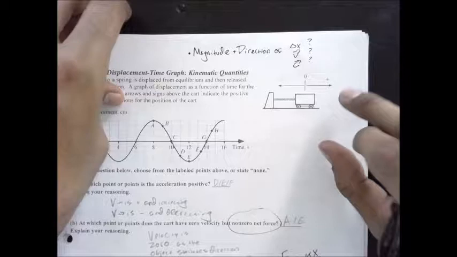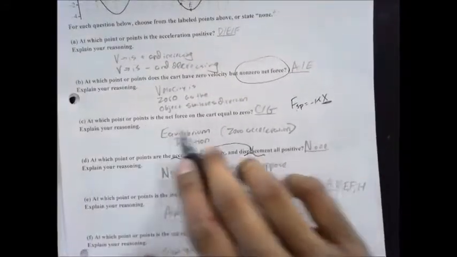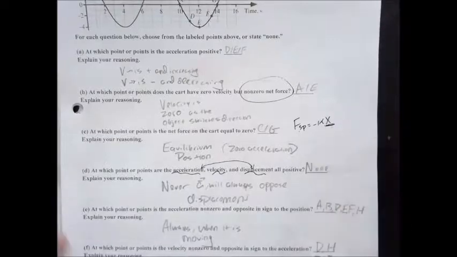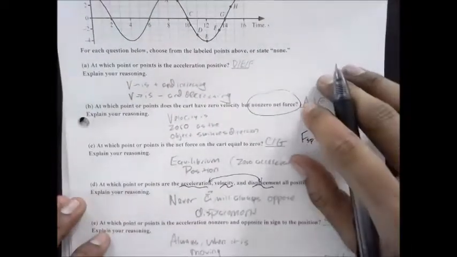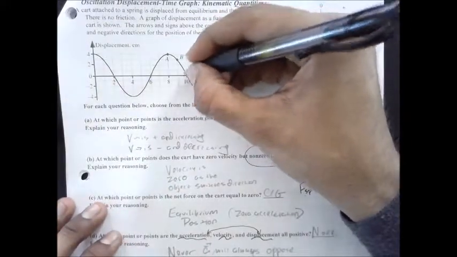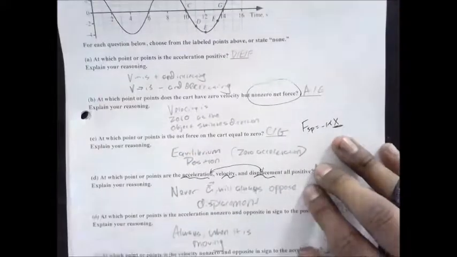Now, at which point or points is the net force on the car equal to zero? FSP is equal to negative k times x. As long as x is equal to zero, the force is going to be equal to zero, and the acceleration will be equal to zero. The only places that this will occur is where x is equal to zero, so C and G. Displacement, zero.